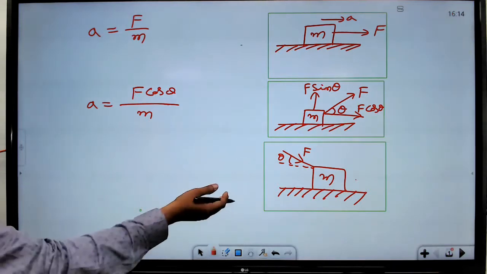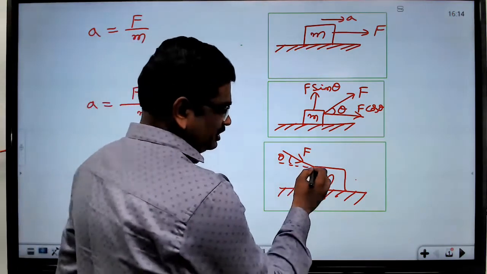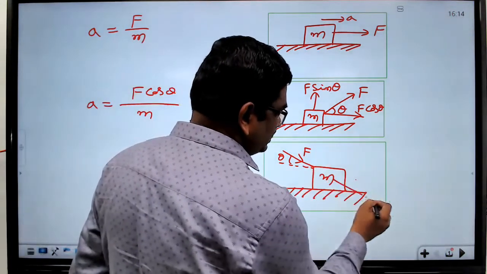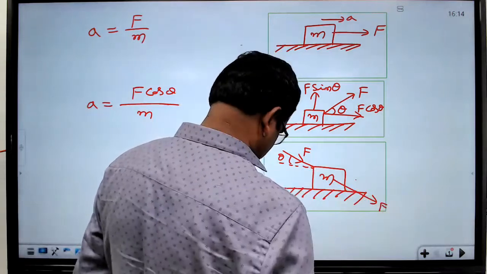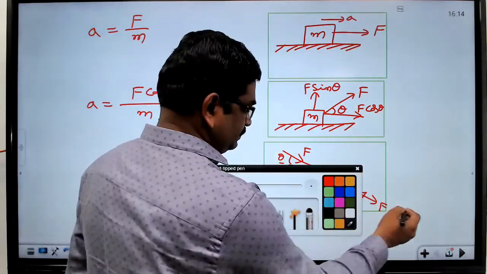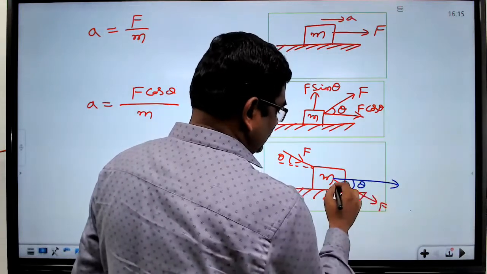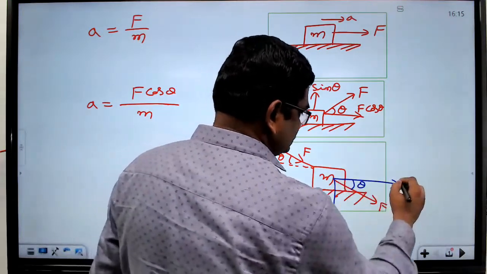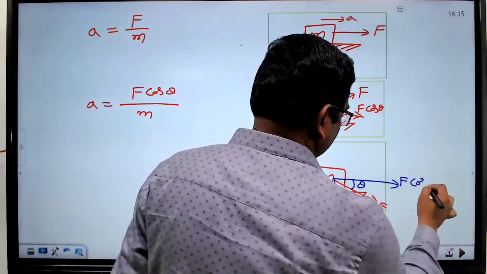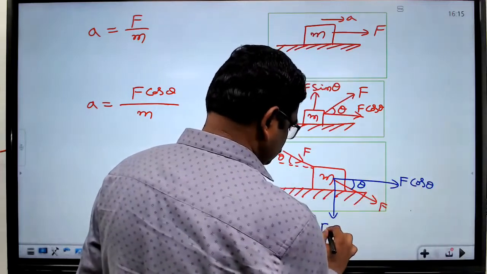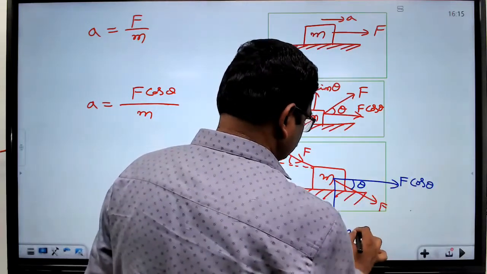Next, for this one, extend this vector, then extend each vector. This is F. Next, what about this one? This is the angle. This is making an angle theta with the horizontal. This is F cos theta. This one is F sin theta.